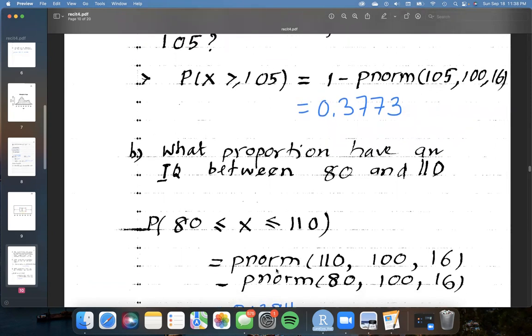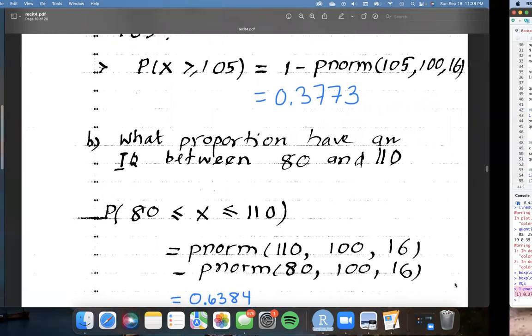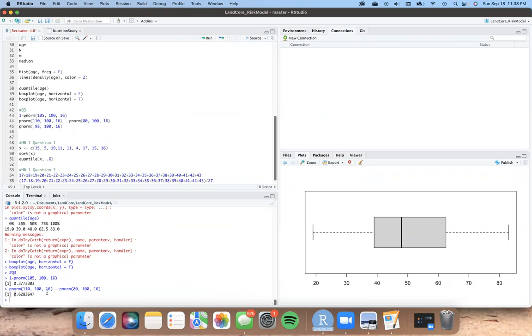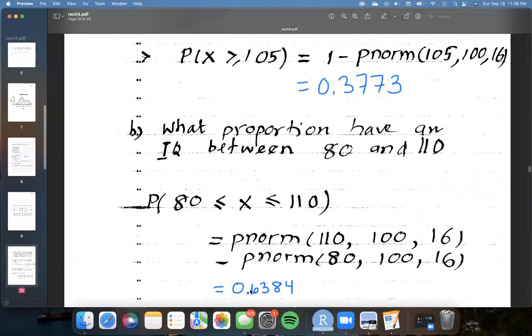So we're going to do P norm of 110, which is our upper bound, and then this is our mean and our standard deviation, and we're going to subtract the P norm of the lower bound, which is the 80, 100 is our mean, and standard deviation is 16. So when you do that in R, you can just plug it in, and you'll get 0.628367. So that is our proportion that have an IQ between 80 and 110.